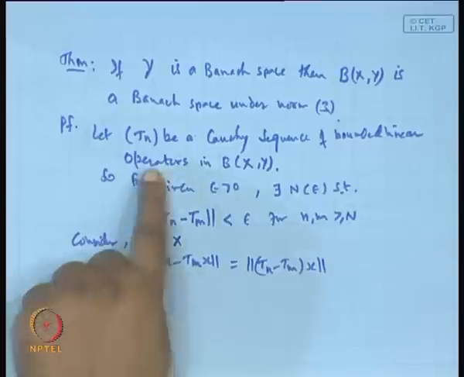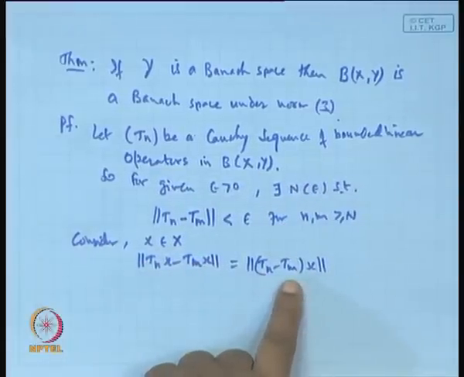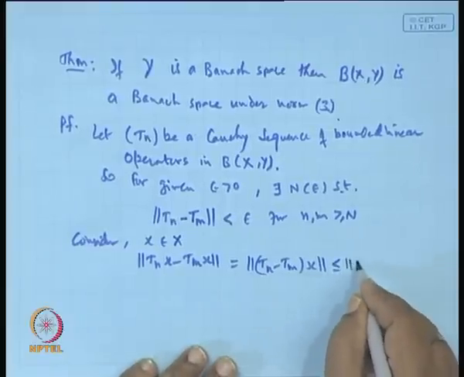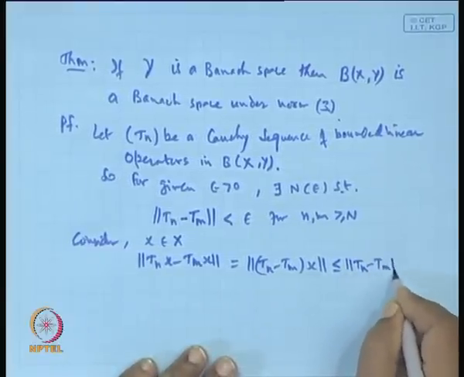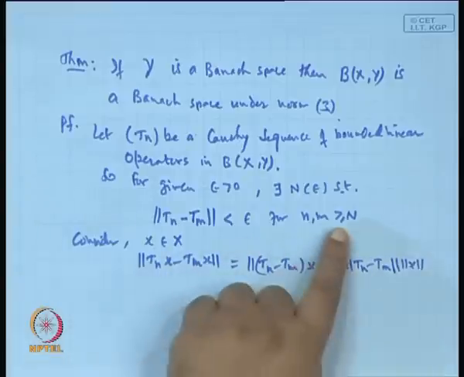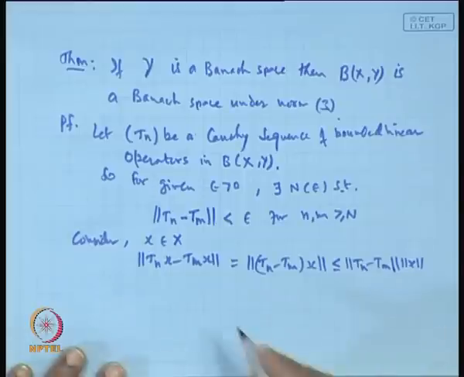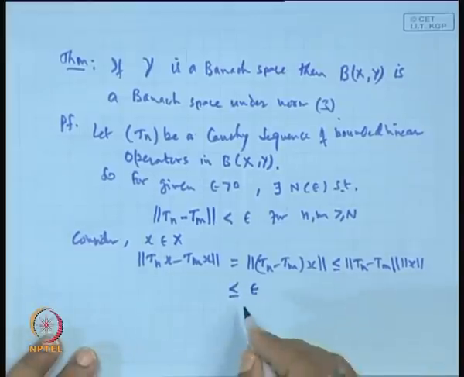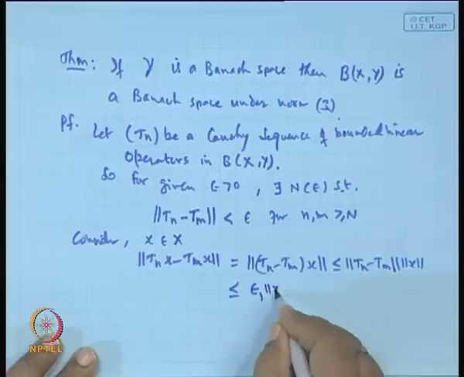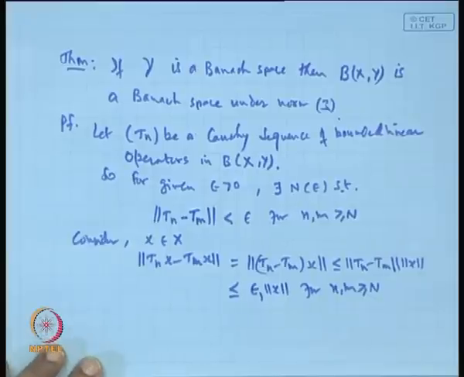Now, T n is a sequence of bounded linear operators. So, T n minus T m will also be a bounded linear operator. So, it will be less than or equal to the norm of T n minus T m into the norm of x. But as n, m go to infinity, the norm of T n minus T m goes to 0. So, basically this is less than or equal to, say, epsilon 1 into norm x for n, m greater than or equal to capital N. Okay. Is it okay now?